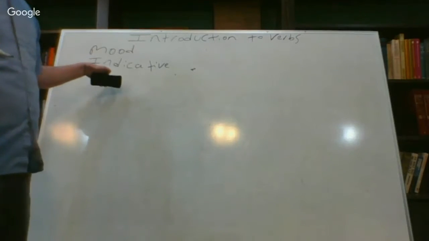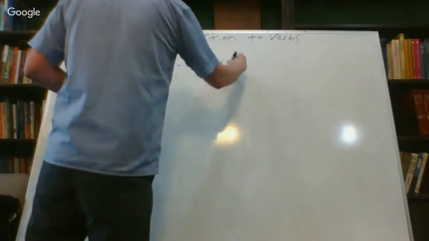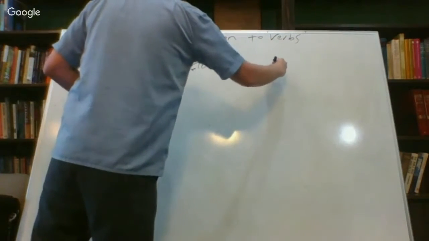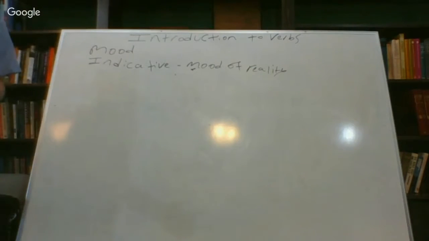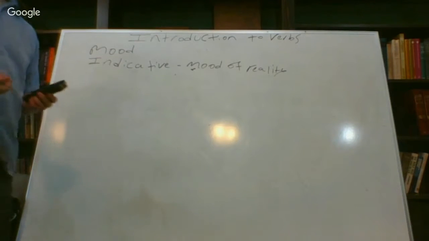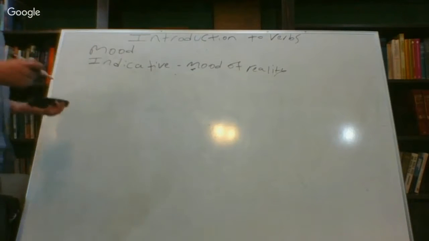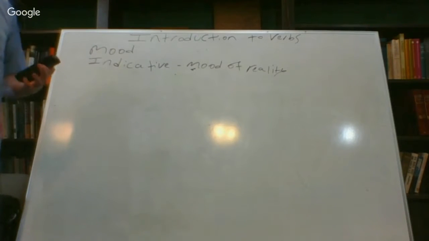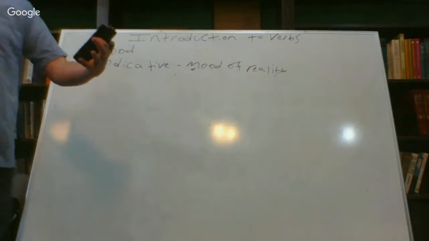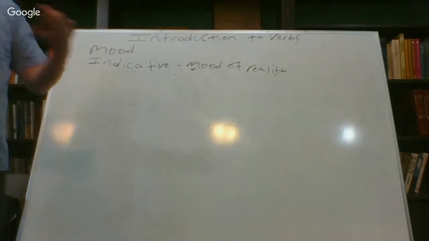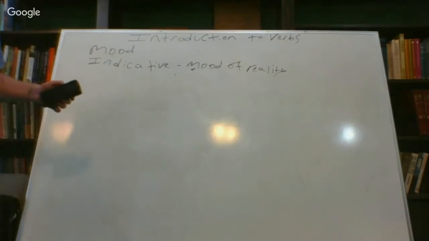So the indicative mood is the mood of reality. It's what we talk in. If I were to say, "Tony, go to the store," that's a mood of imperative. I'm telling you to do something. A participle is another mood. These are all moods in Greek. The optative: if the subjunctive is the mood of possibility, the optative is a step further from possibility. It's hypothetical. You'll encounter that second semester, so don't worry about learning that now.